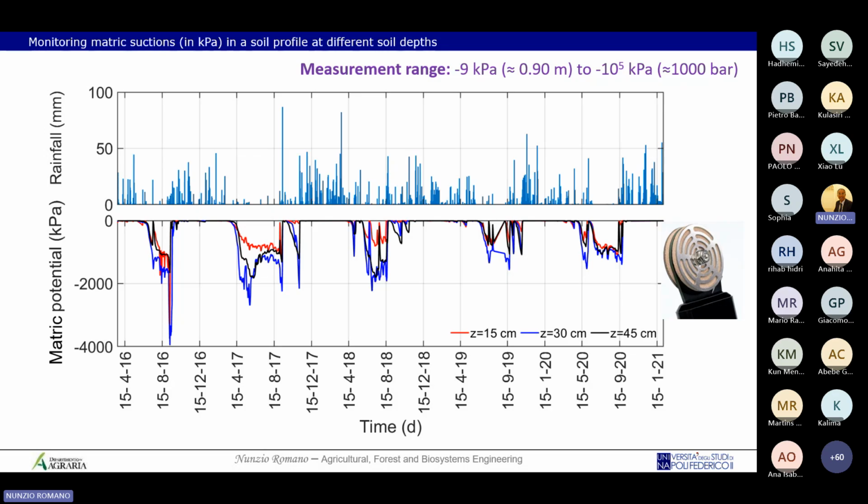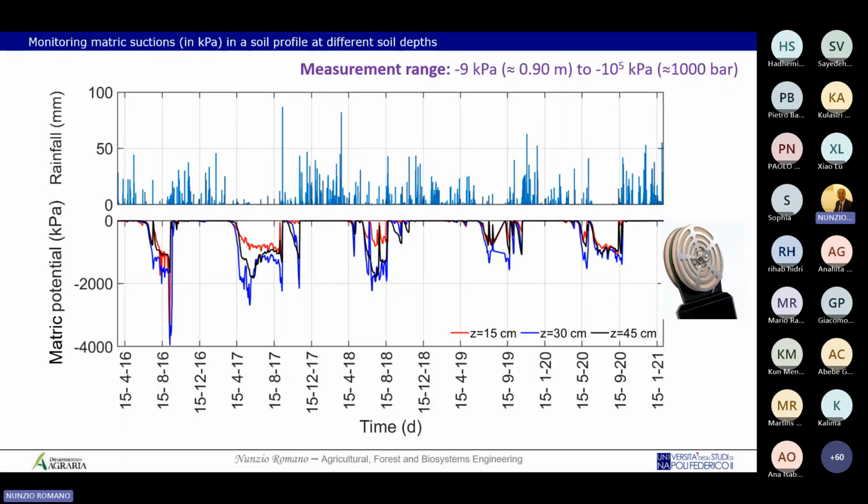But in the period in the spring or in some during summer, you have that the soil becomes drier and drier, so you have the matrix potential that becomes lower and lower. In terms of suction, you have an increase of suction from 2,000 kilopascal up to 4,000 kilopascal. So drier and drier soil because of the dry period.